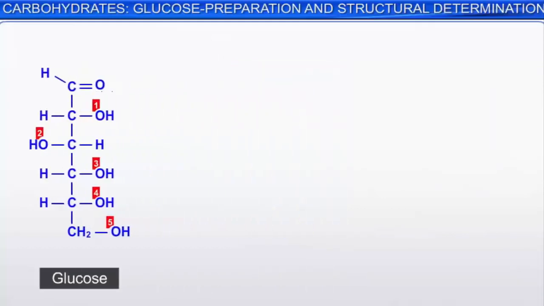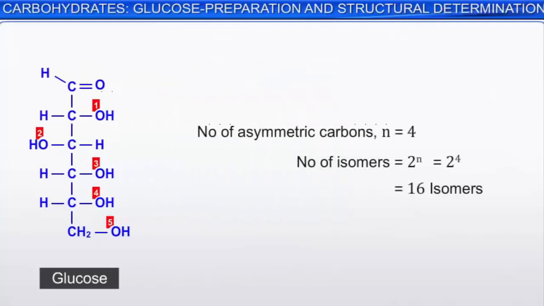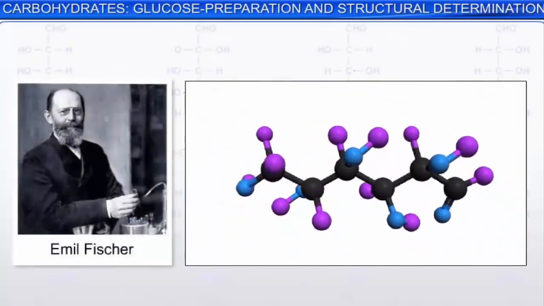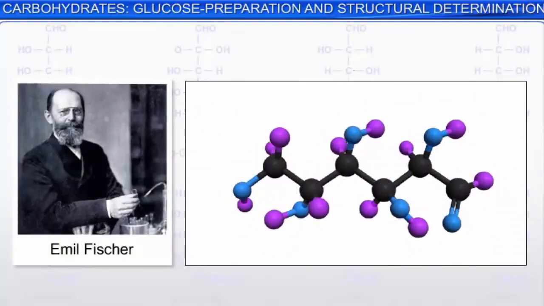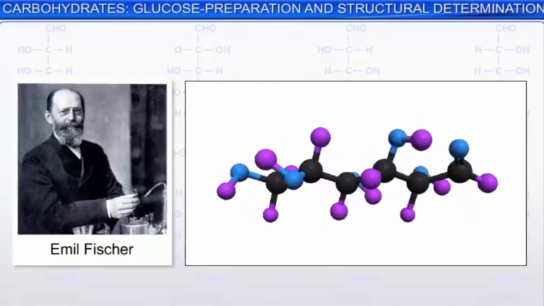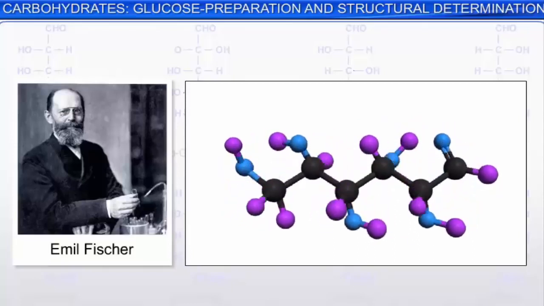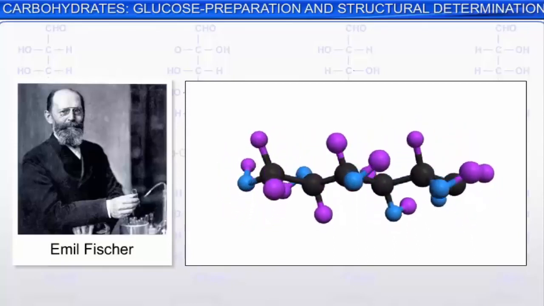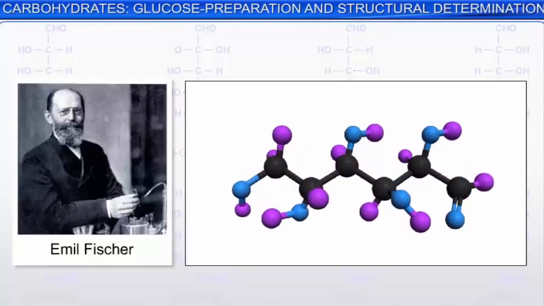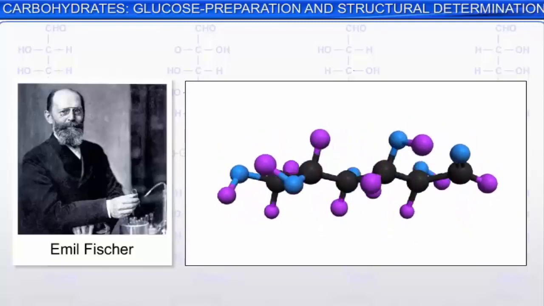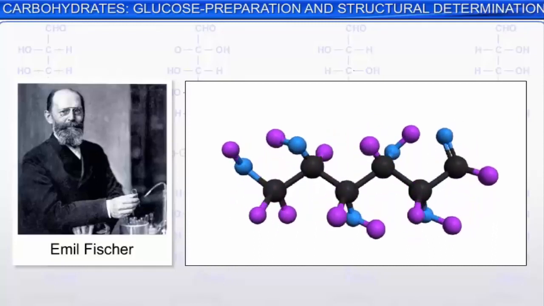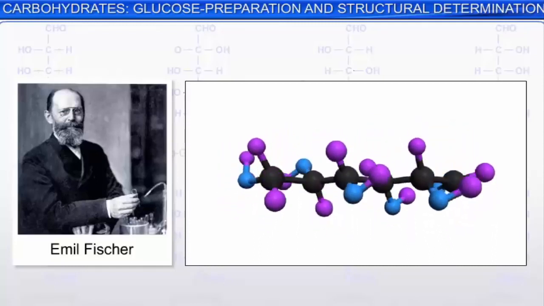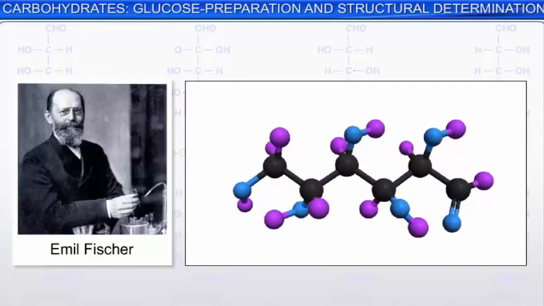As this structure possesses 4 asymmetric carbons, there are 16 possible stereoisomers. Emil Fischer established the configuration of naturally occurring dextrorotatory glucose. It was truly an intellectual feat to identify which of the 16 possible stereoisomers of aldohexoses matched the structure of naturally occurring dextrorotatory glucose. Fischer won the Nobel Prize in chemistry in 1902 for this.